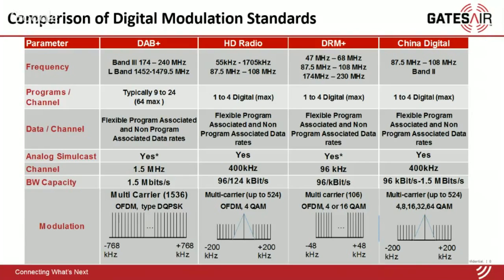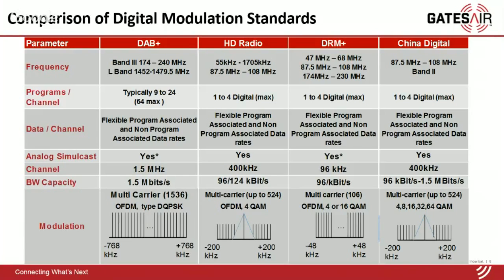Again, depending on the bandwidth, they're flexibly programmed. They can do simultaneous analog and digital within the same channel. HD radio specifically, we all know HD radio has the 2 sidebands and the analog right in the middle. If you've got an existing FM receiver, you get analog FM, but if you have a digital receiver, it'll transition to the digital signals.